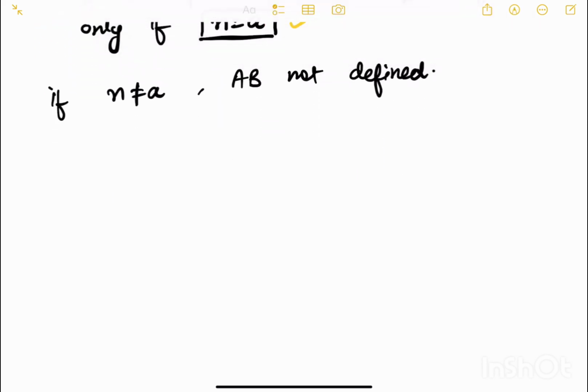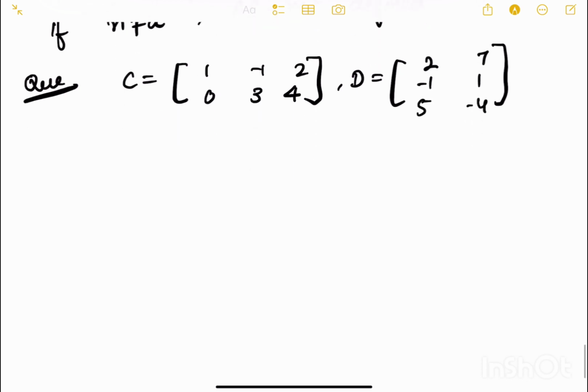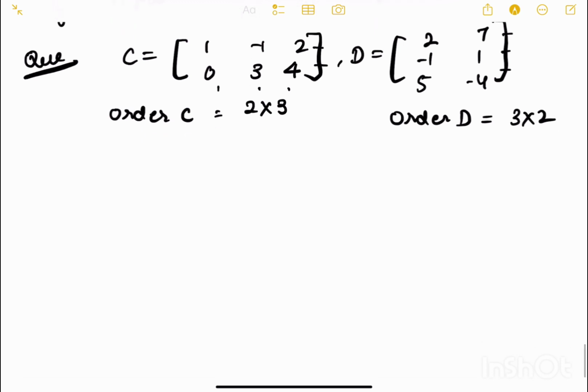So let us take a question so that I can explain better. For example, my C is given, and D. These two are the given matrices. Now, what is the order of my matrix C? It is how many rows? Two rows and three columns, right? And the order of D is three rows and two columns. Now just write it side by side.